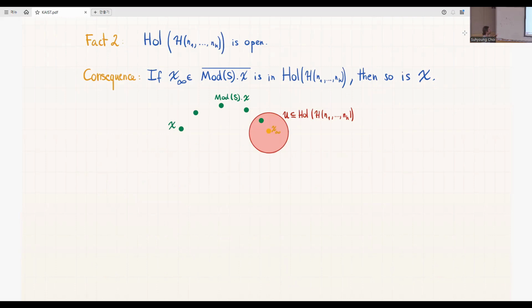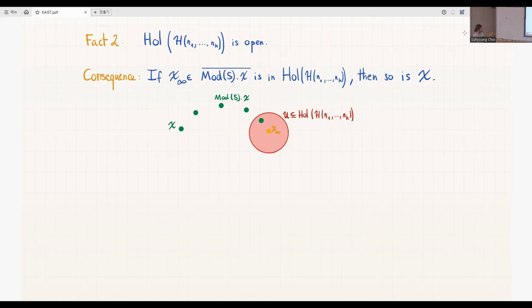And the consequence of those two facts is that if you have a chi infinity in the closure of the orbit of chi, that is a holonomy, then chi is also a holonomy. Because imagine that I have a chi infinity that is a holonomy. Since it's open, I have all this red neighborhood that is composed of holonomies. And in the orbit of chi, I find someone that is in this neighborhood because it's in the closure, and it's invariant, so chi is also a holonomy.